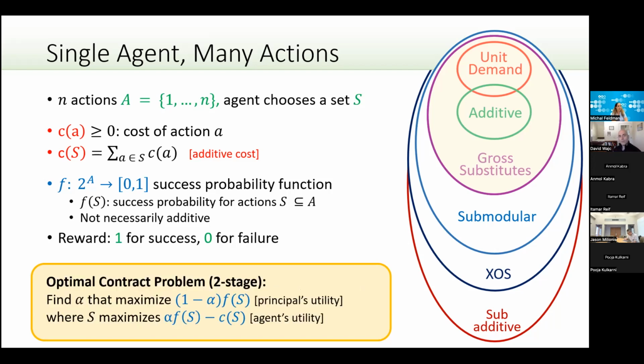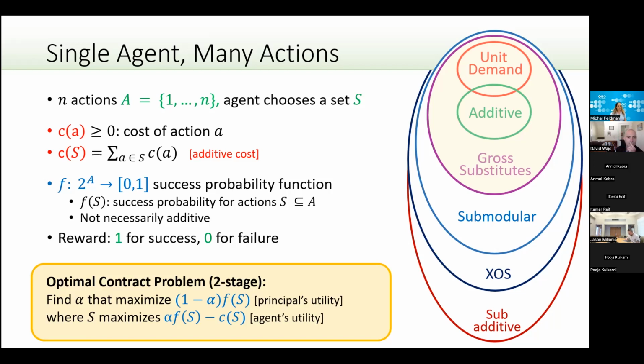Okay, good. Now we go back to the previous question. What's the problem we're going to study? The optimal contract problem can be thought of as a two-stage optimization problem. The principal wants to find alpha that maximizes her expected utility, namely 1 minus alpha times f of s, right? This is the principal's utility. Subject to what's s? We can think of s as s of alpha. S of alpha is the set that, given alpha, maximizes the agent's expected utility. Okay, so again, it's a two-stage optimization problem.